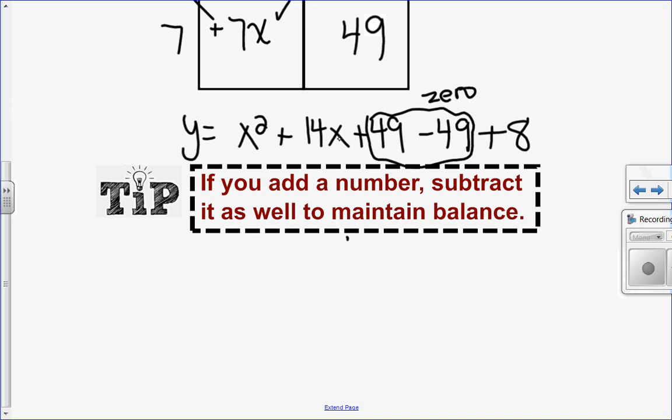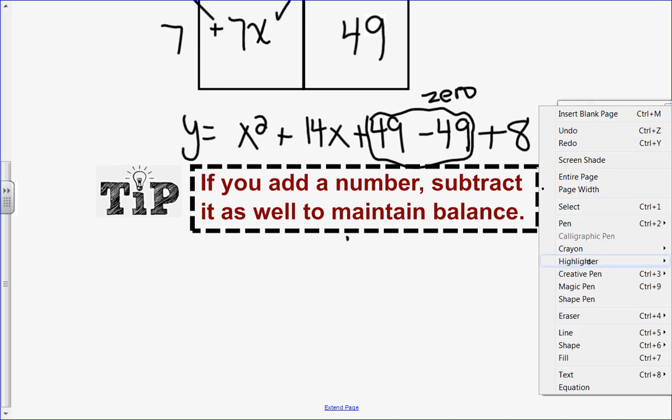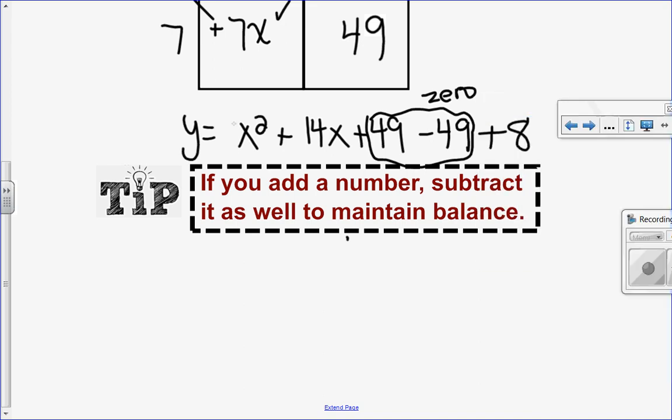So x squared plus 14x plus 0 plus 8 is still what I started with. So what I'm really going to do here is focus on my perfect square trinomial. Let me just highlight that for you. This right now is my perfect square trinomial, and that's what I'm going to focus on.